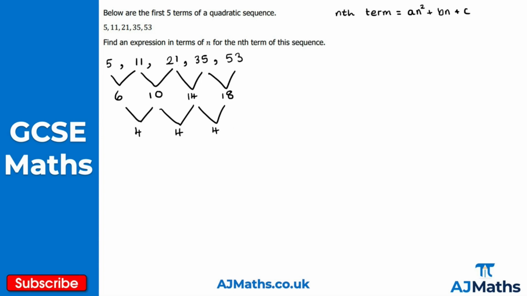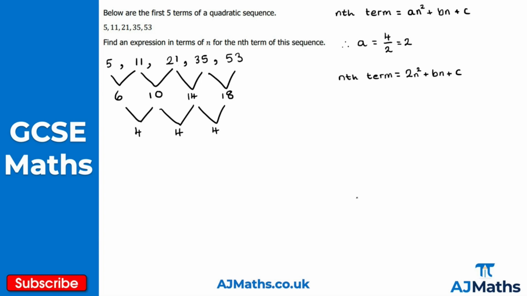So from here now, this gives us a here. Okay, remember, all I need to do now is divide this by 2. In that case, a is equal to 4 divided by 2, which gives me 2. Okay, so I can now update the nth term here. So my nth term here is equal to 2n squared plus bn plus c there. Okay.